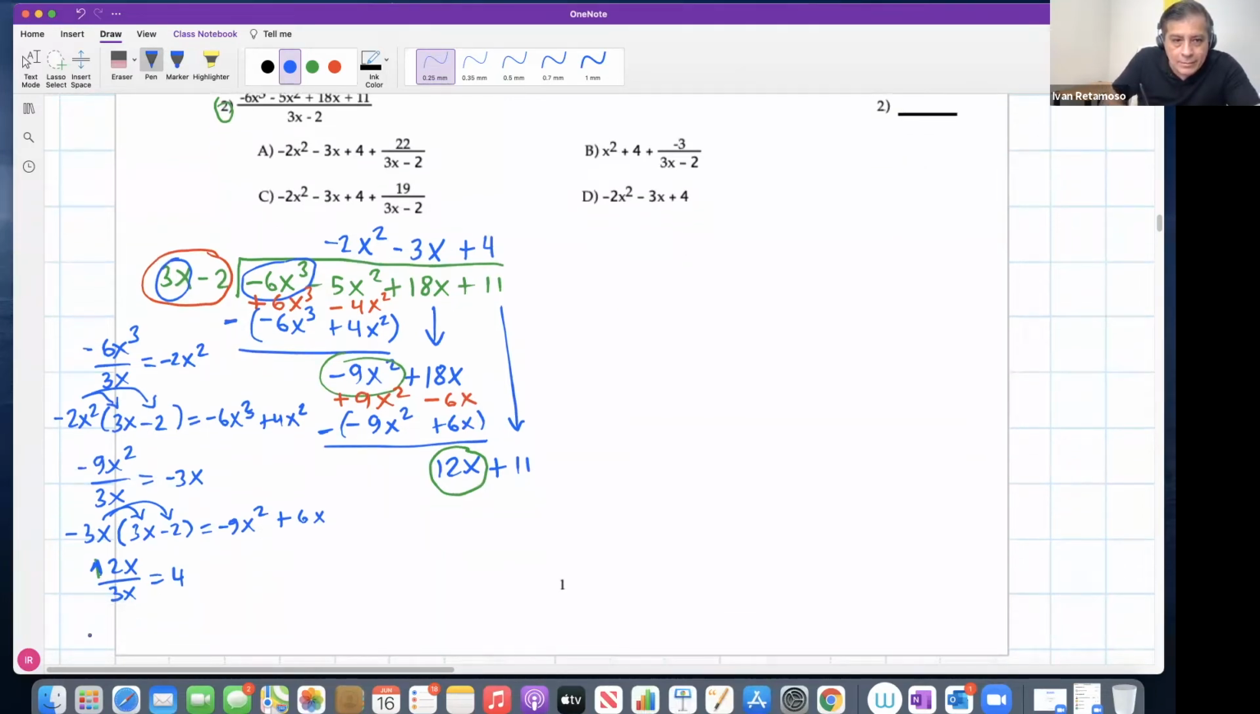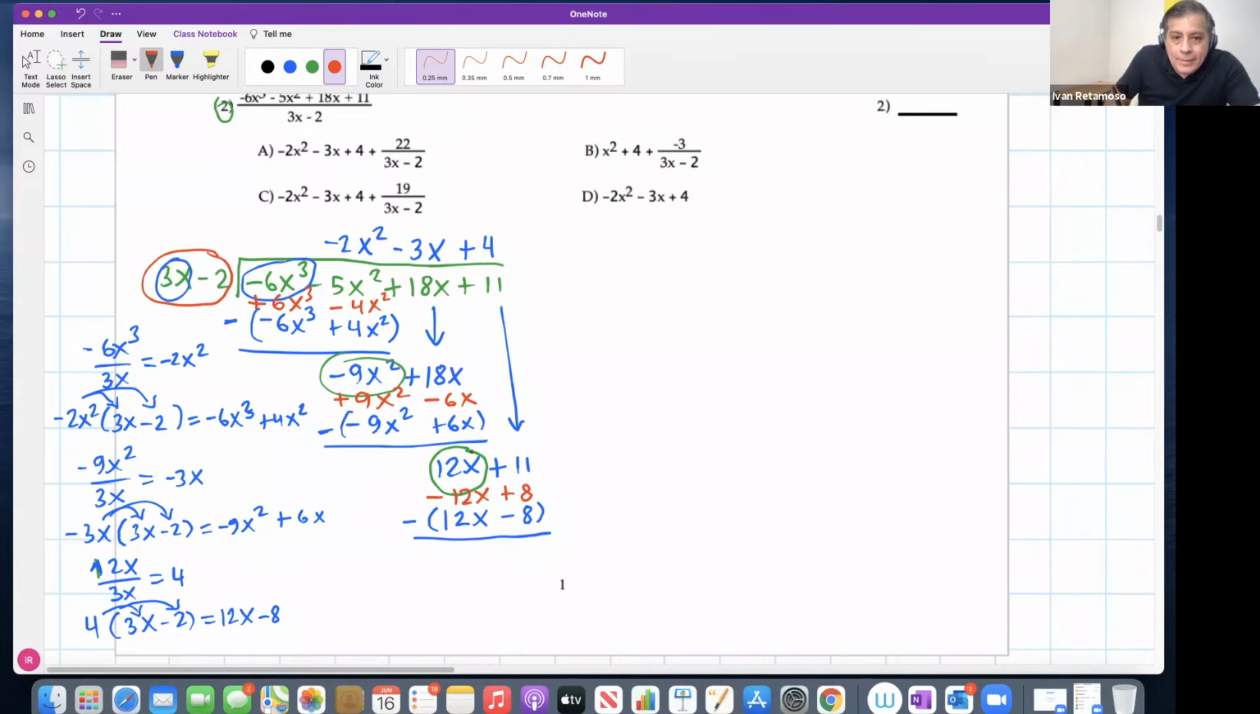4 times the divisor is what? 4 times the divisor, 3x minus 2, will be simply 4 times 3x, 12x, 4 times negative 2, minus 8, right? Write it here. 12x, not a surprise, these two will always be the same, minus 8. Now you gotta subtract this. To subtract, remember guys, I help myself by distributing this negative sign. This becomes negative 12x, and negative and negative makes positive 8, right?